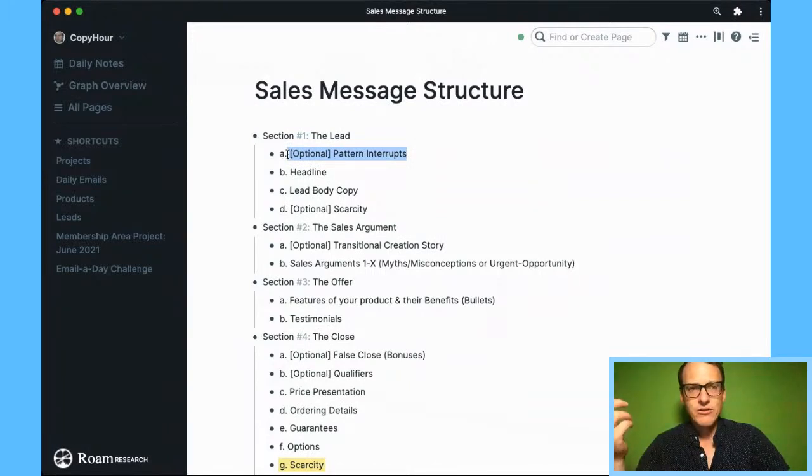You're going to see pattern interrupts everywhere these days. VSL scripts used to start with, this is a pyramid. In this video, I'm going to show you how this pyramid will help you get clean drinking water. Or, this is a goldfish. In this video, I'm going to show you how this goldfish will help you get laid. It's an interruption. It's different. People aren't talking like that, and it jars you out of your current state. That's the idea with the pattern interrupt.